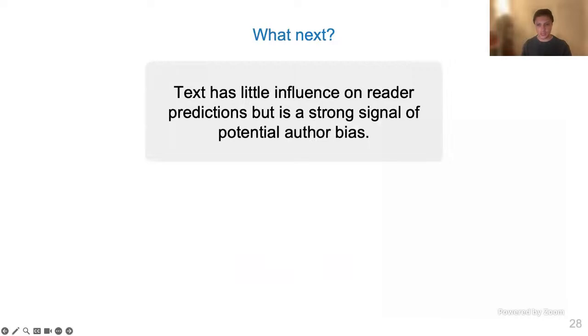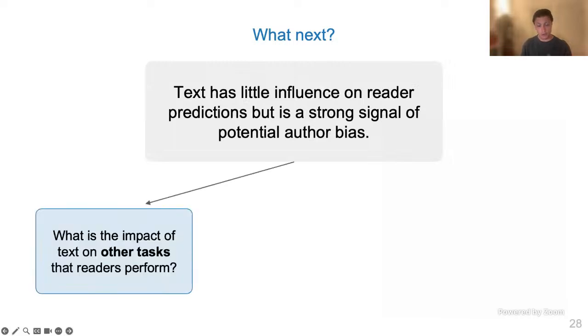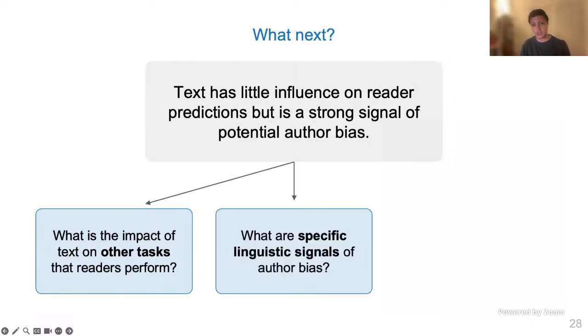So given that we know text has little influence on predictions, but a strong impact on readers' perceptions of the author, where can we go from here? Well, we know now that text has different impacts depending on the specific task readers are performing, so future work should explore those additional tasks and questions. We also know that some text signals bias more than others, but it's still not 100% clear why that might be, and we didn't have a large enough text corpus to answer this question in this study.